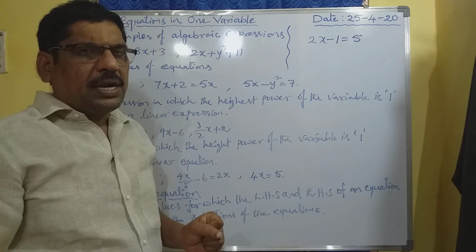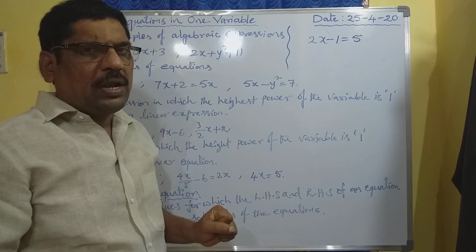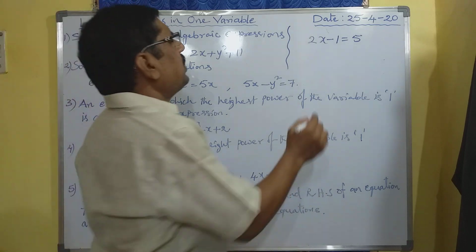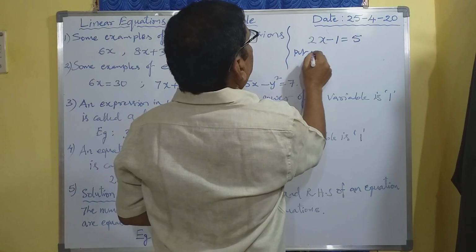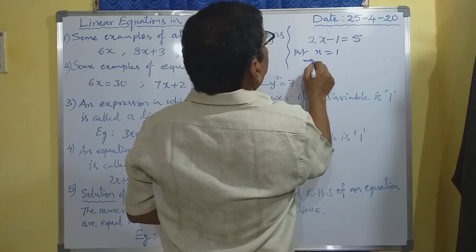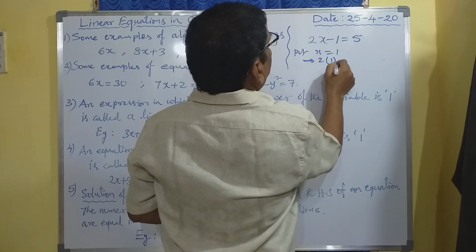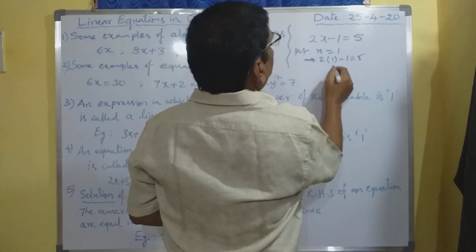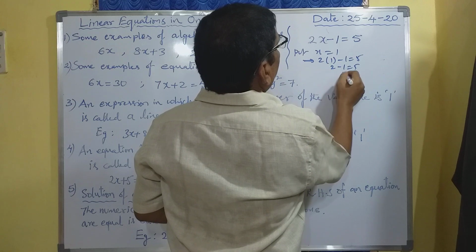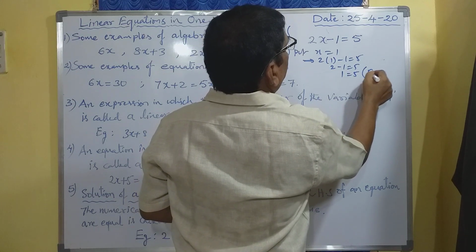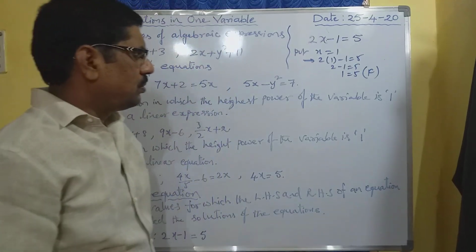Now, take different numerical values in the place of x. Let us take x is equal to 1. Put x is equal to 1, implies you will get 2 into 1 minus 1 is equal to 5. 2 into 1, 2 minus 1 is equal to 5. 2 minus 1, 1 is equal to 5. This is wrong. 1 is not equal to 5.